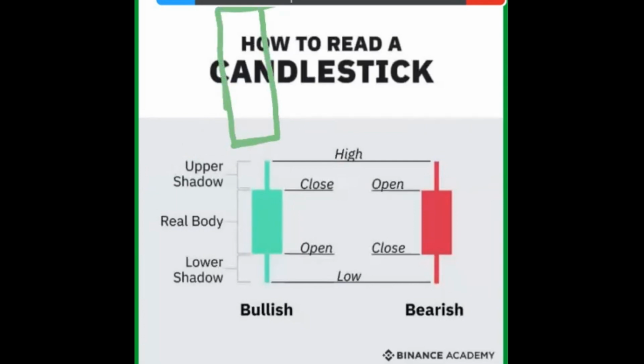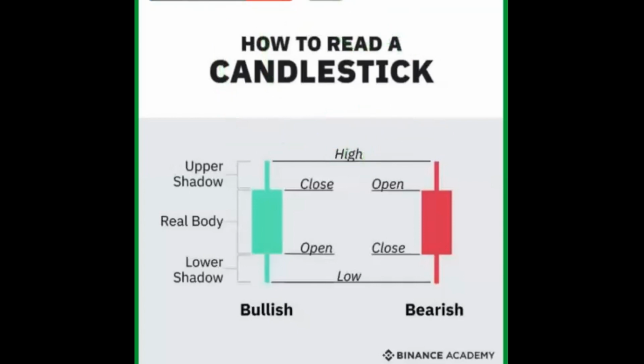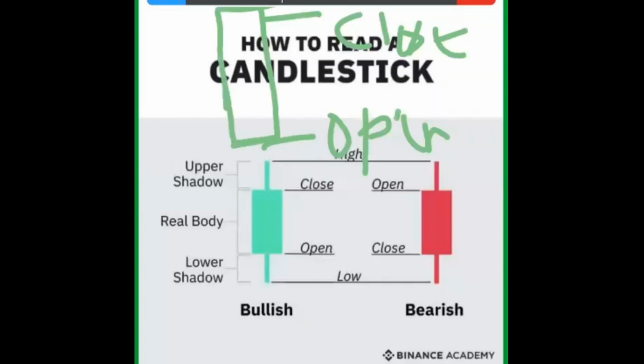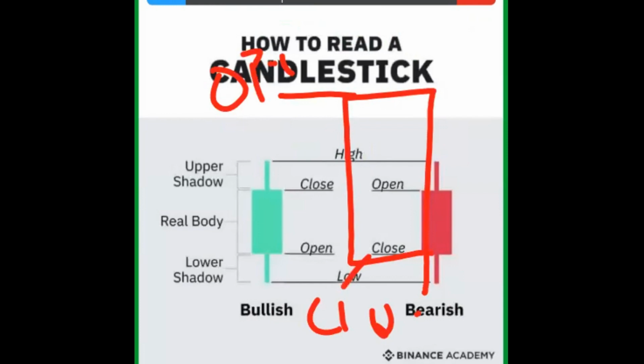That's the green candle. Where it starts from is what we call the open, and where it stops is what we call the close. So I can say the green candle opens at the bottom and it closes at the top. And then the red candle is different. It starts at the top and it stops at the bottom. Where it starts from is the open, and where it ends is the close. So I can say the red candle opens at the top and closes at the bottom.